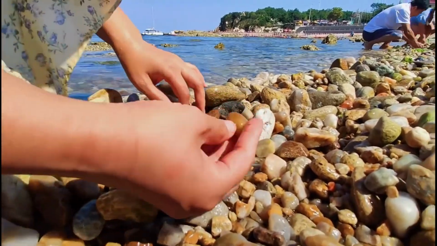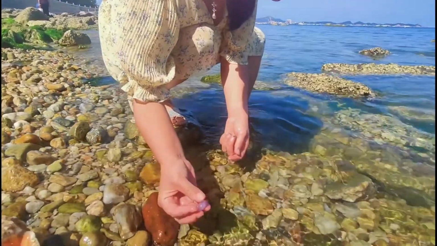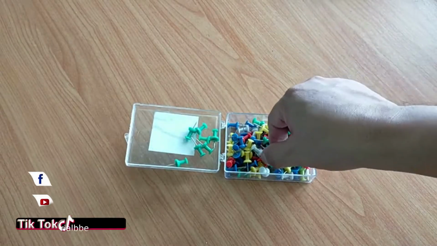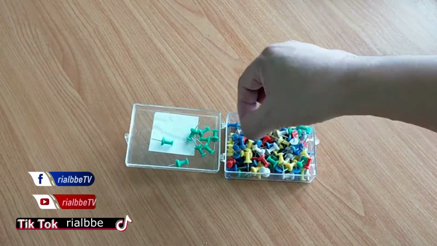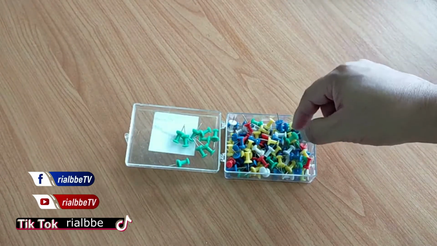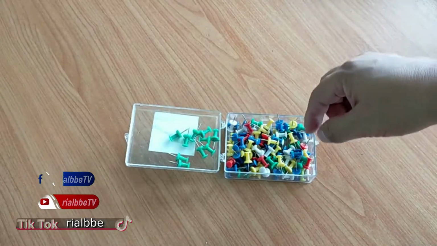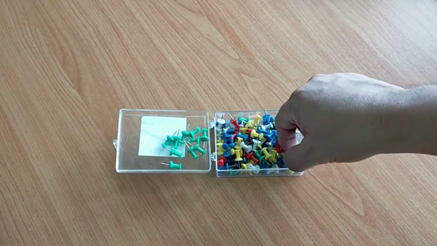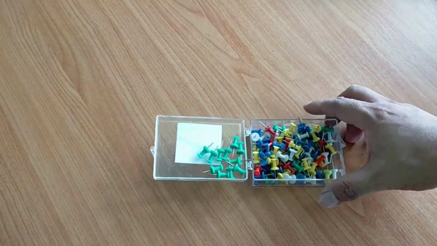We can separate seashells from the sand at the beach by hand picking with our hands. We can separate tomatoes from the bowl of salad by picking out the tomato by our hands. We can use the hand picking method to separate a small amount of substances from a mixture. However, if there is a huge amount of mixture to be separated, this hand picking separation technique is not preferred.